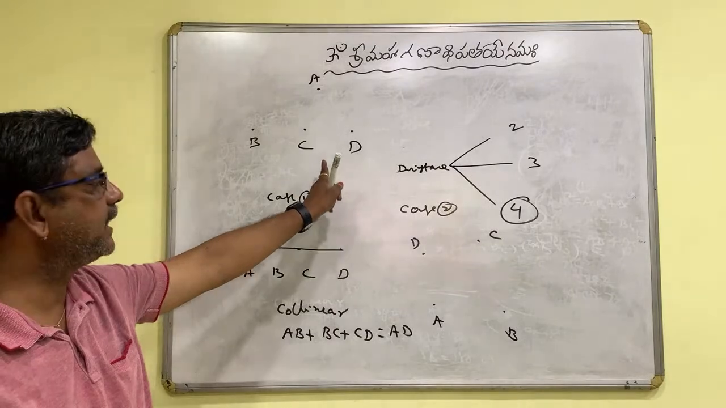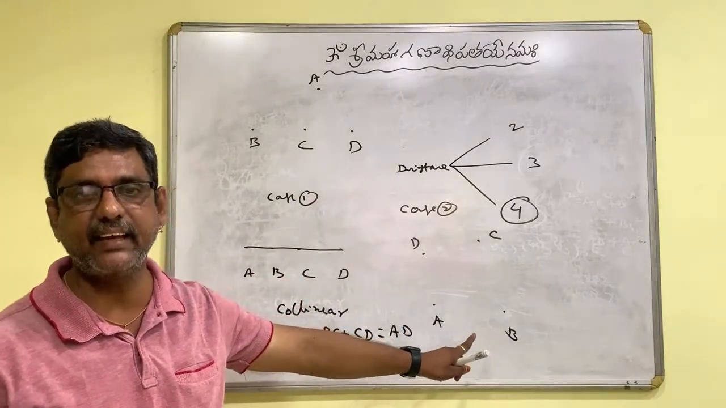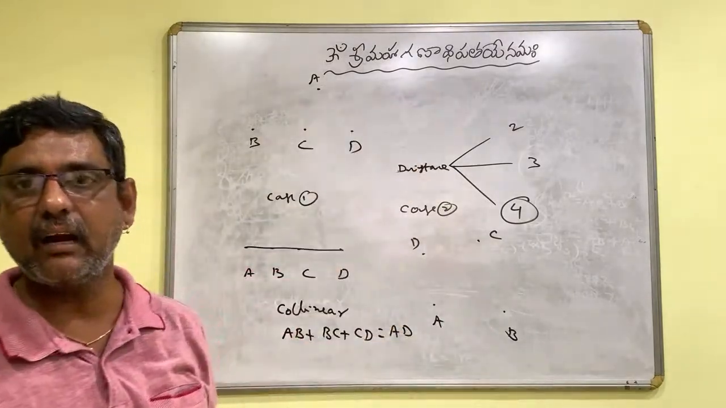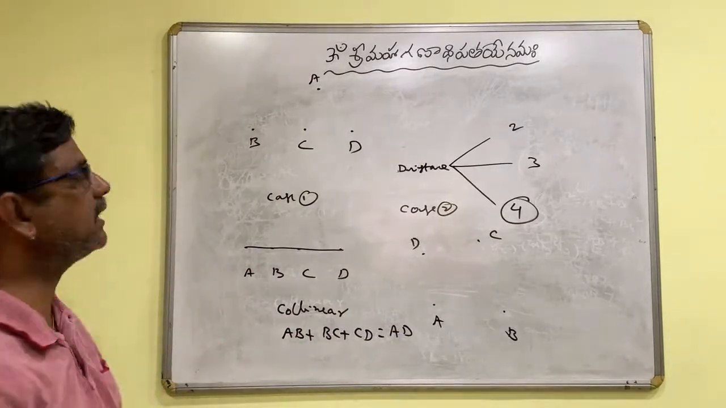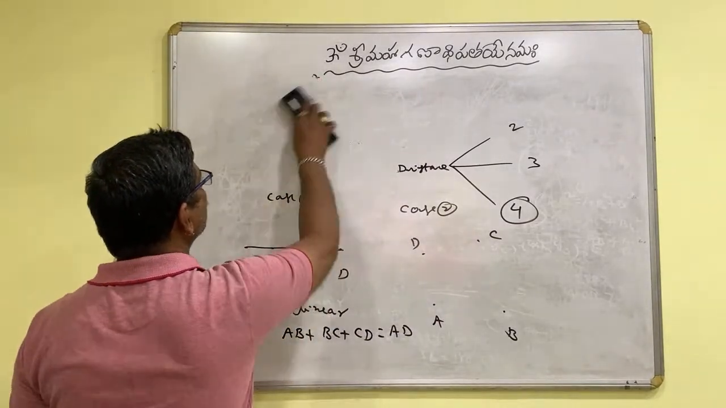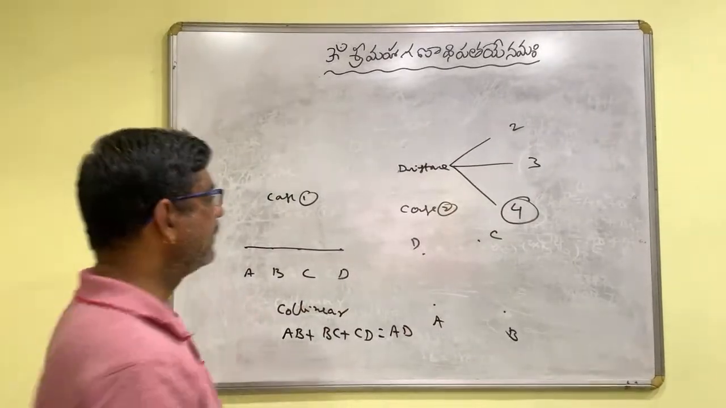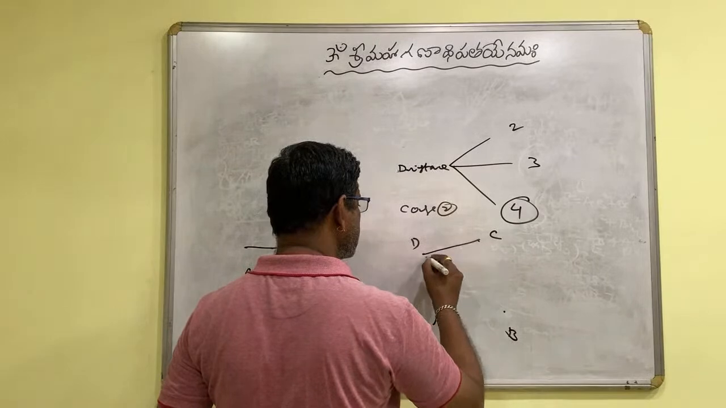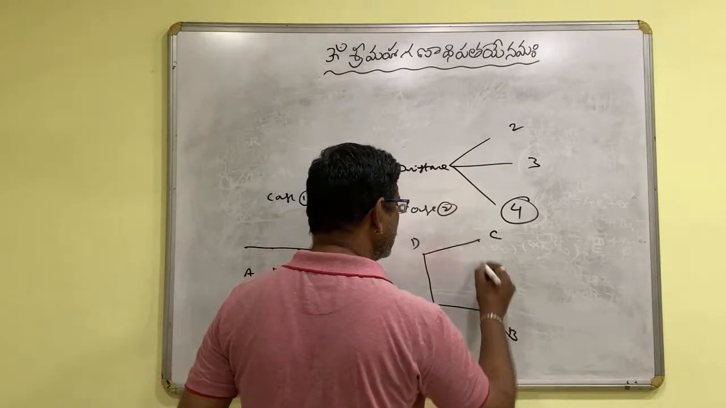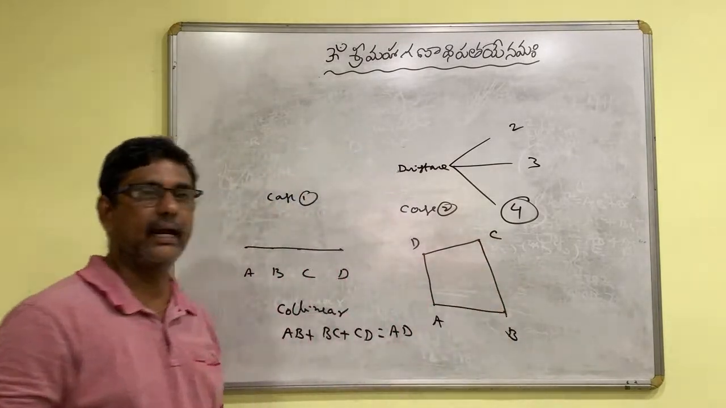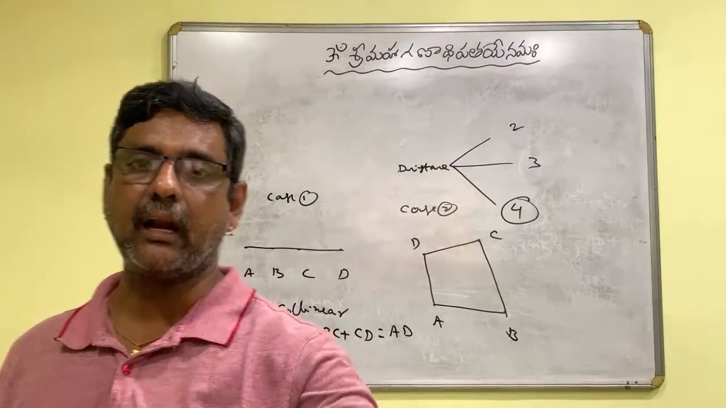So we need to arrange the points in such a way that no 3 points are collinear. Then, if we join those points, we'll get a figure called a quadrilateral.